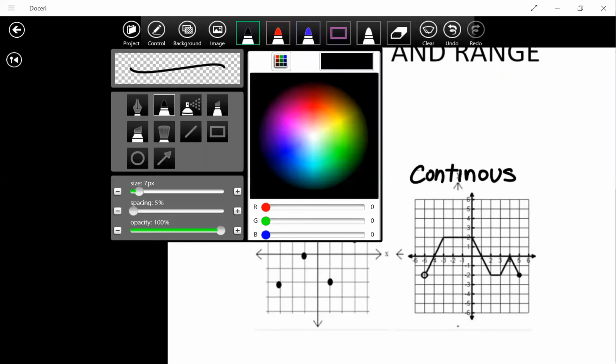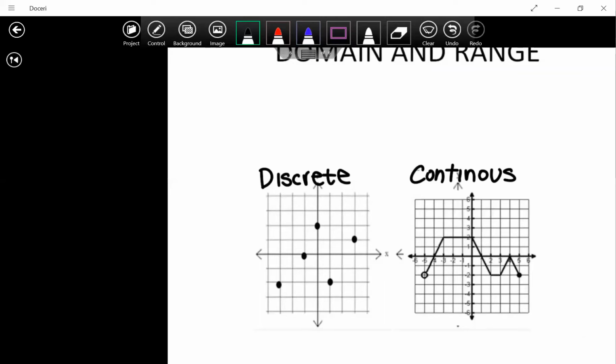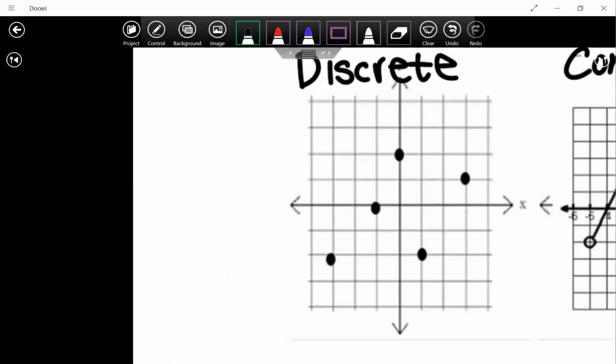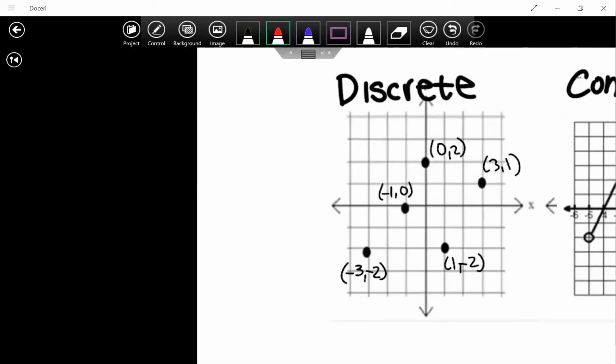For discrete values, it's done a little bit differently, remember? We're given a set of points, so we're going to be able to write those out. The best way to do this, like I told you guys before, is just list the points. We have (-3, -2), (-1, 0), (0, 2), (1, -2), and (3, 1). And we know that we can write them as a list of domain and range values just by giving me the coordinate points for those, right?